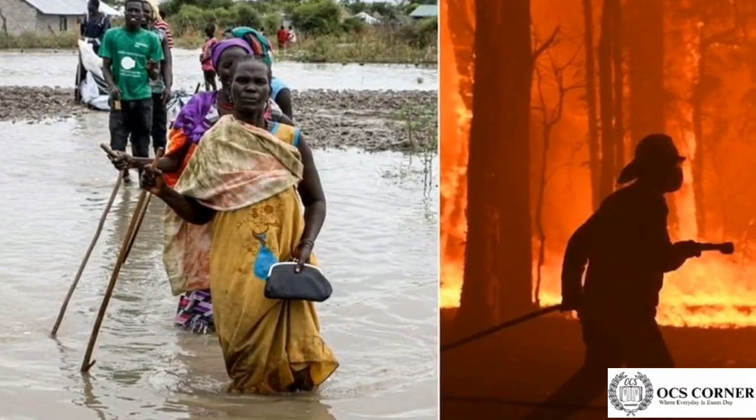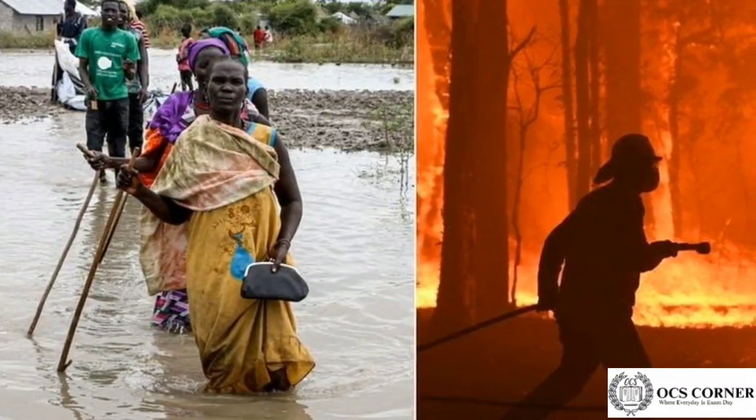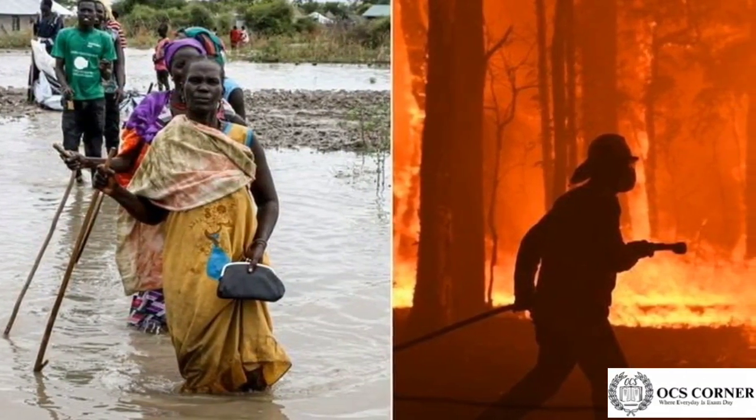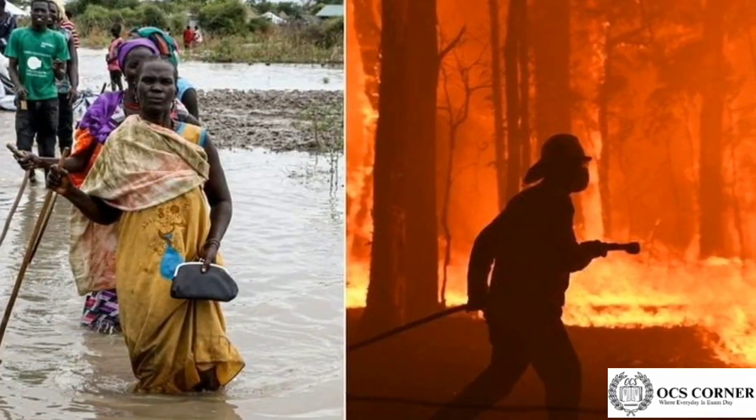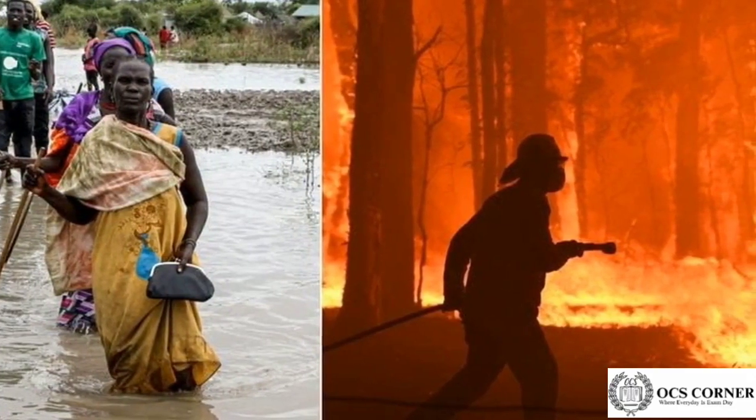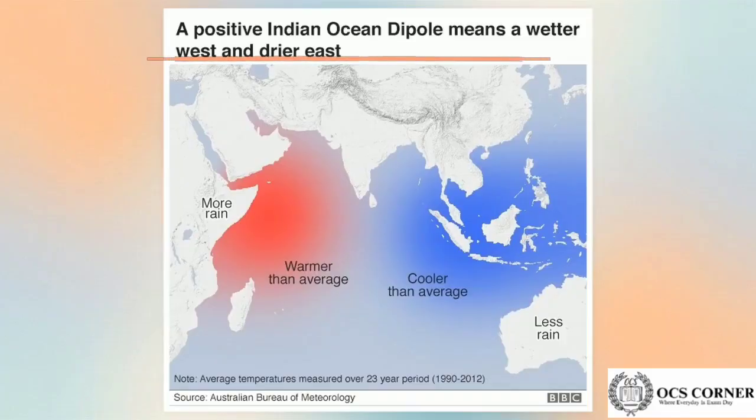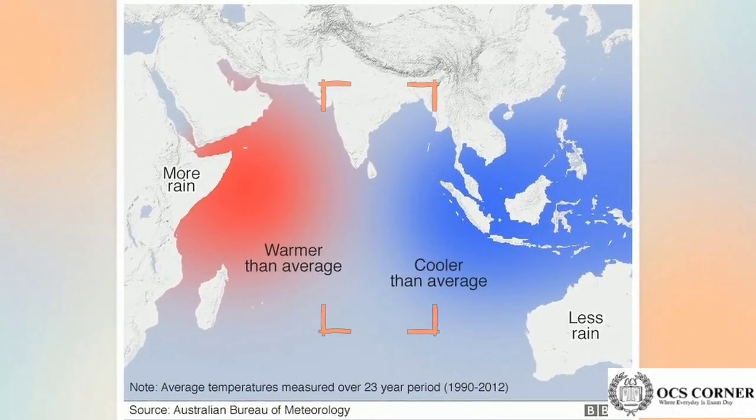In 2019, two distinct environmental catastrophes occurred simultaneously. Severe floods displaced hundreds of thousands, while intense bushfires consumed millions of acres. This map shows the climate engine behind these events, the Indian Ocean Dipole. It is defined by the difference in sea surface temperatures between the western and eastern parts of the ocean.